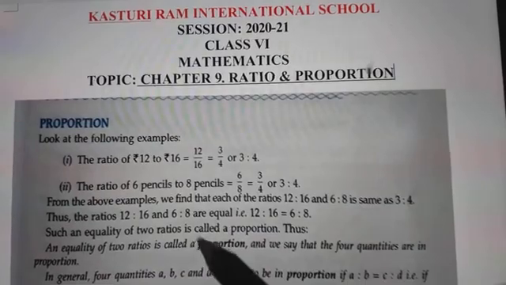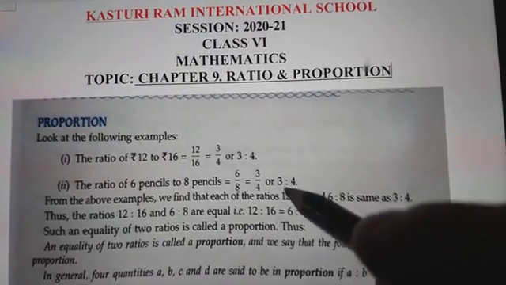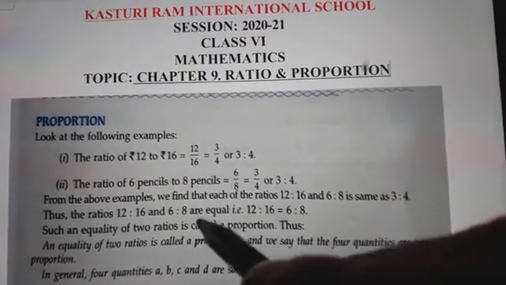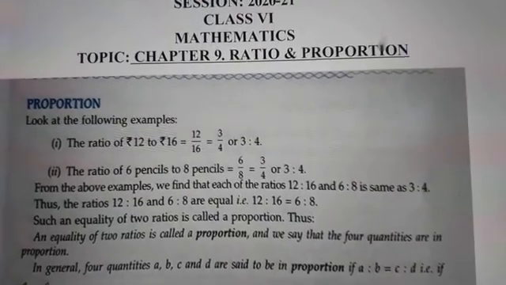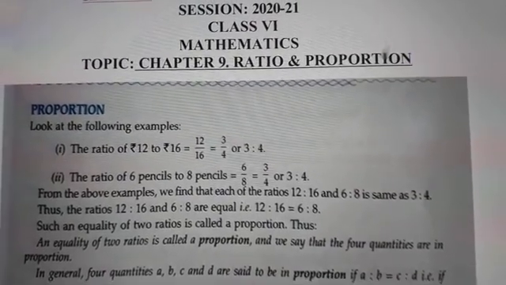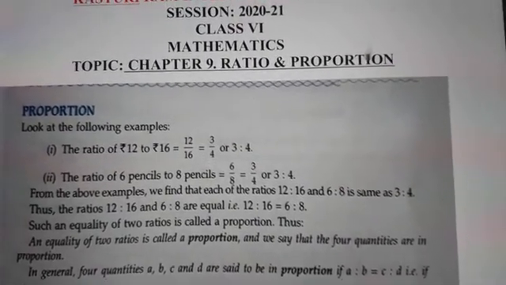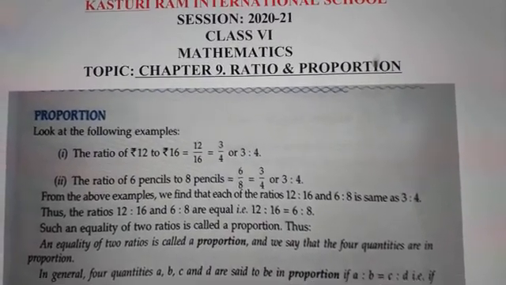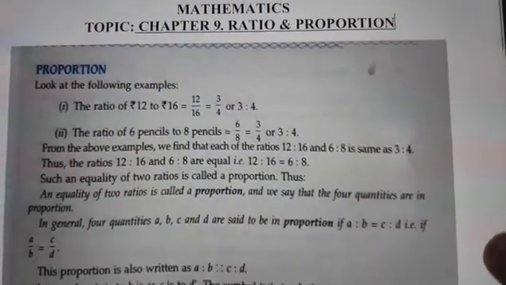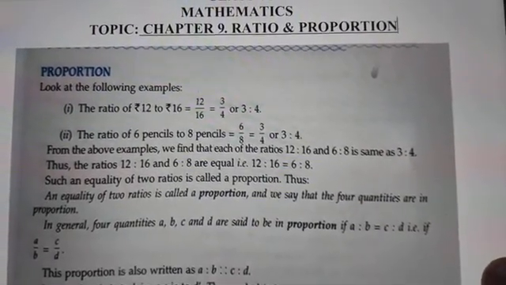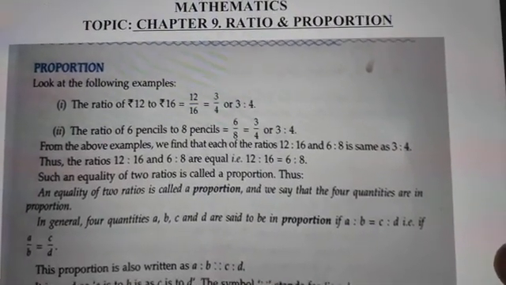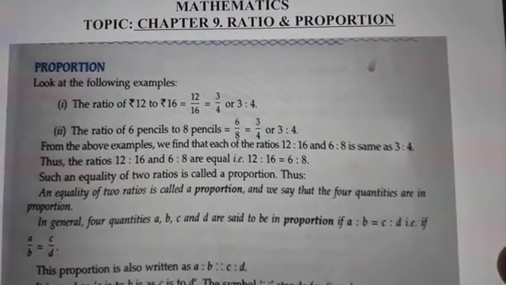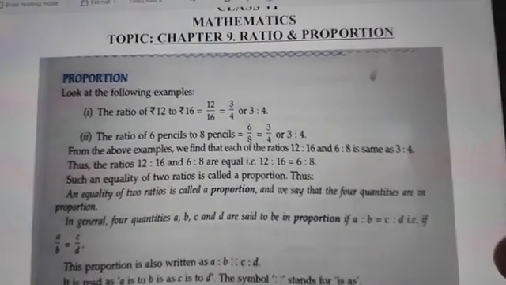Hence we can say that 12 is to 16 is equal to 6 is to 8. Such kind of equality, where the ratios are equal, we can say they are in proportion. So the definition of proportion is: an equality of two ratios is called proportion. Thus we can say all these four quantities, 12 is to 16, 6 is to 8, are in proportion.